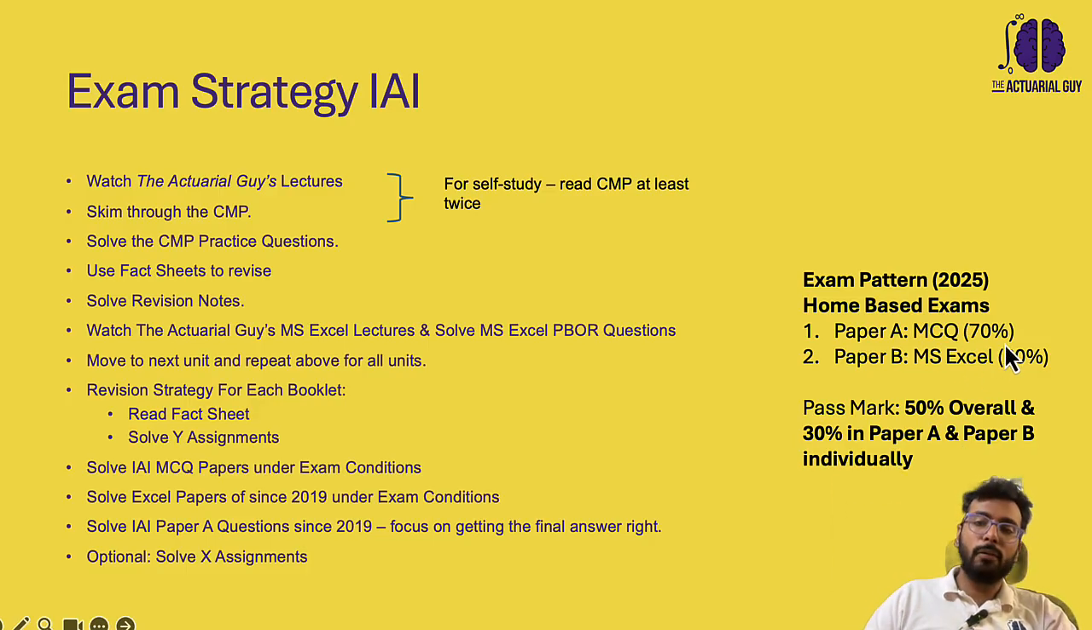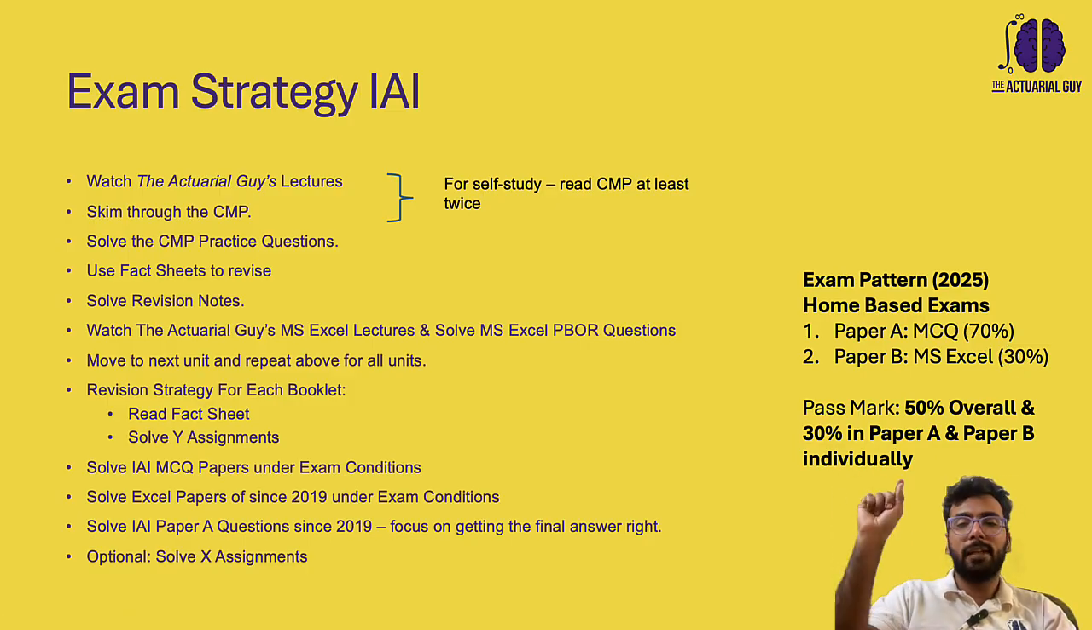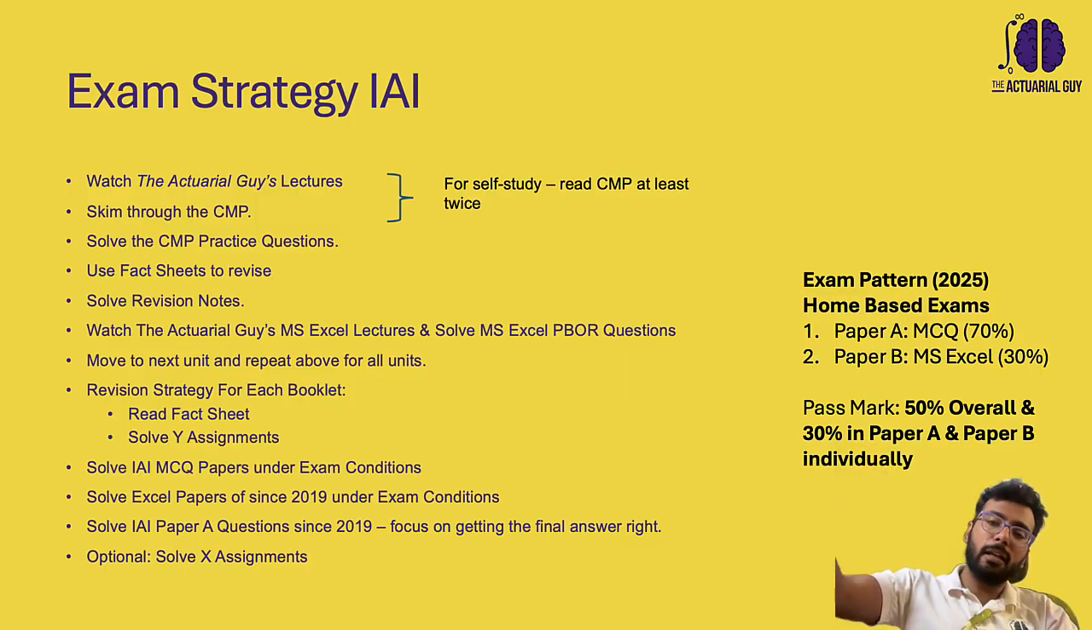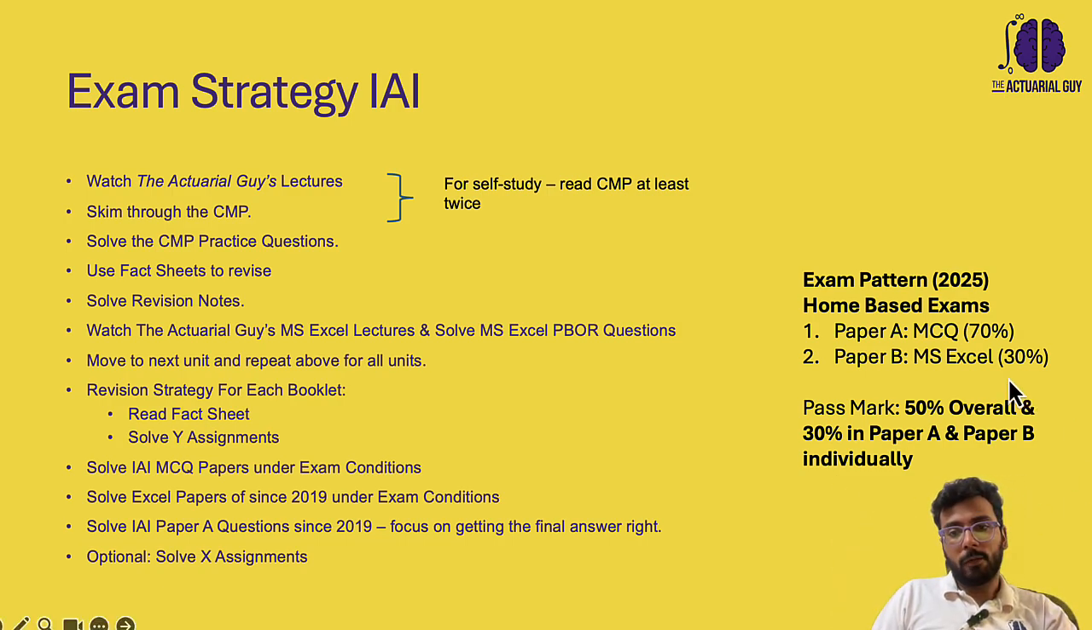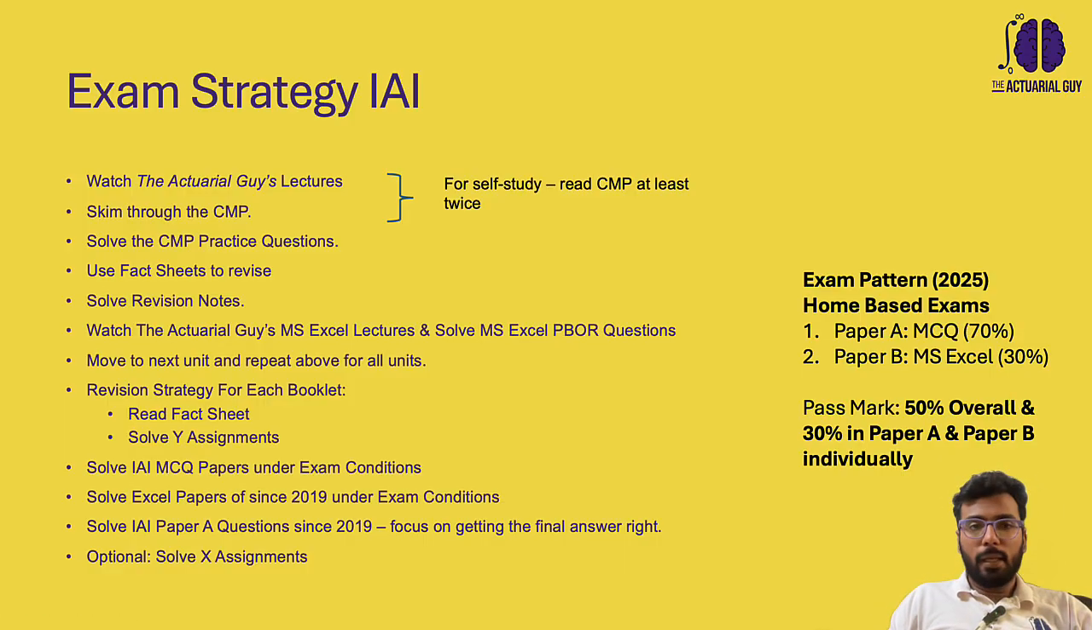How will your pass mark be calculated? Very similar to IFoA. They will take your mark in paper A, multiply by 70%, take your mark in paper B, multiply by 30%, and get your overall mark. It should be higher than 50. And then your individual marks in paper A and paper B should be higher than 30%. The time that you get to write the exams is again the same for IA and IFoA: 3 hours 15 minutes for paper A and 1 hour 45 minutes for paper B.